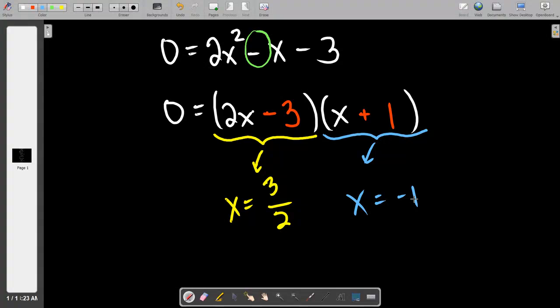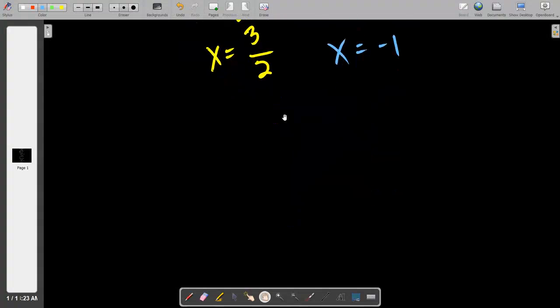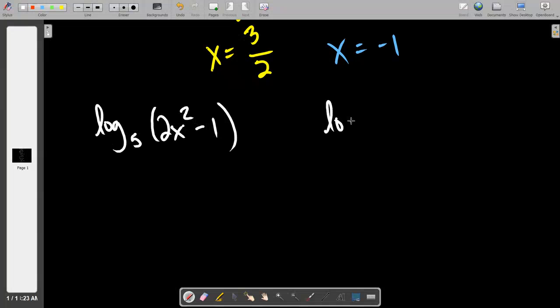I so wish we could just box them up and say we're on to problem 3, but of course that's not what's going to happen. We have to check them. At this point, I have to recall what my logarithms were. I have a note card here. My first log was a log base 5 of 2x squared minus 1. My other log was a log base 5 of x plus 2.